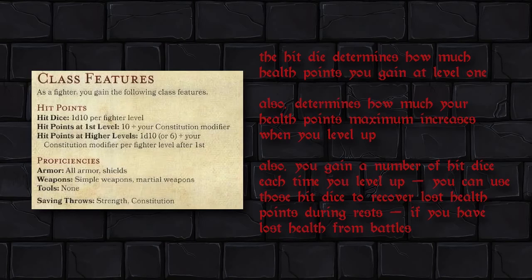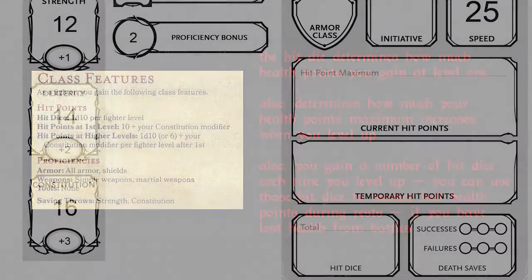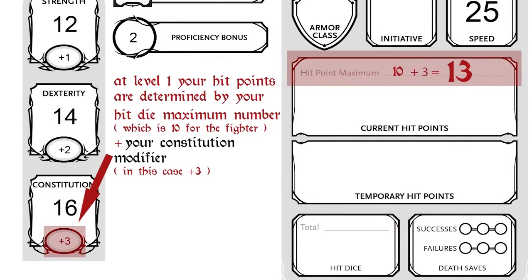So for the fighter, it's a D10. For other classes, it might be lower or higher, right? Barbarians have a D12. And then it tells you how to calculate your HP. Very, very important at every tier of play. So at first level, it's 10 plus your constitution modifier. So again, we're talking about that. If your constitution is, let's say, 16, then that nets you a modifier of +3. And at level 1, your health is going to be 10 plus 3, so that's 13.